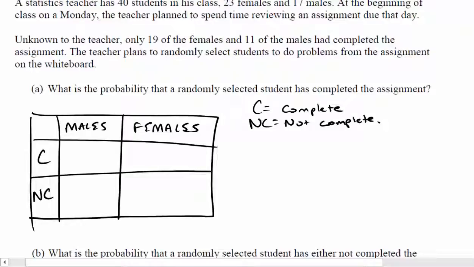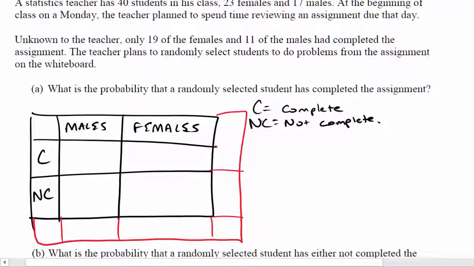So what we do know is we do have some totals. So I'm going to make a separate column and row to help us with these totals. We know there's a total of 40 students. We know in this class we have 23 females, so we're going to put 23 females here and 17 males. And unknown to the teacher, only 19 of the females and 11 of the males had completed the assignment. So as far as who completed the assignment, 19 females completed it and 11 males.